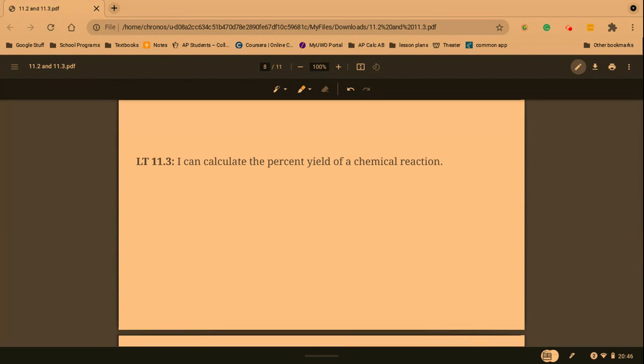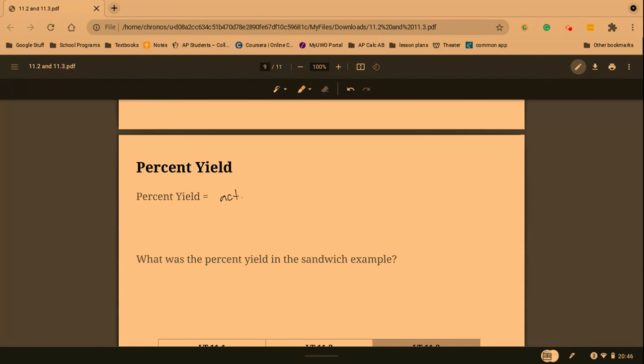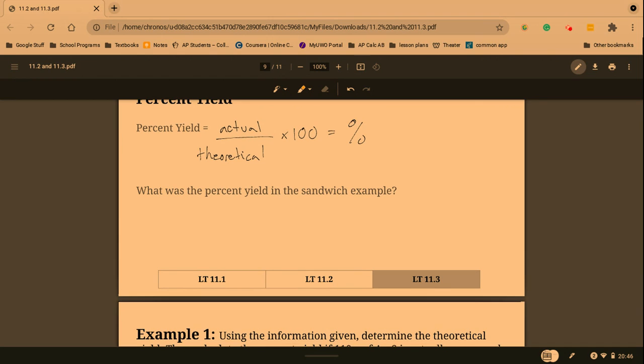Now on to 11.3, calculating percent yield. So here you're going to be taking the actual yield divided by the theoretical yield and multiplying it times 100 to get the percent. And you're always going to report a percent in 2 decimal places. So with the sandwich example, we had the 3 because the dog ate 1, divided by the predicted 4, which would be 0.75. And so to get it to a percent, you multiply it times 100. So you get 75.00%. And then that's it. You get those 2 decimal places.